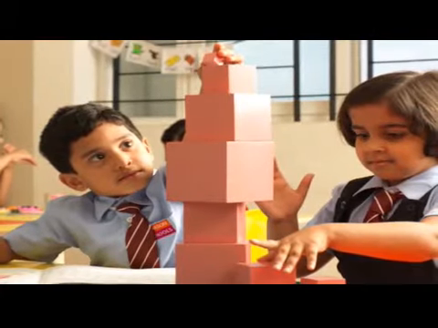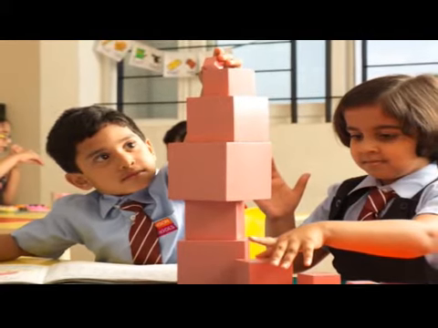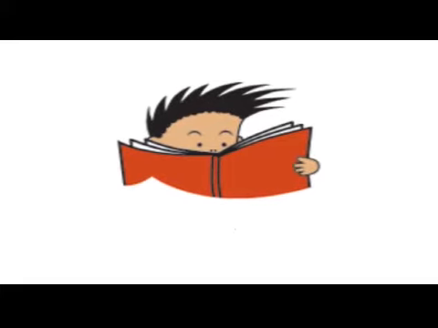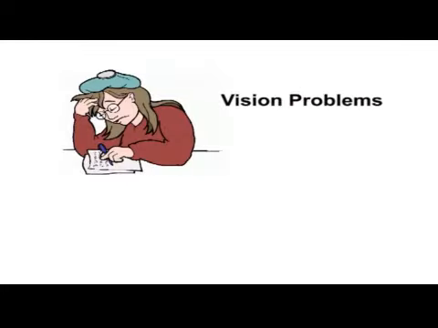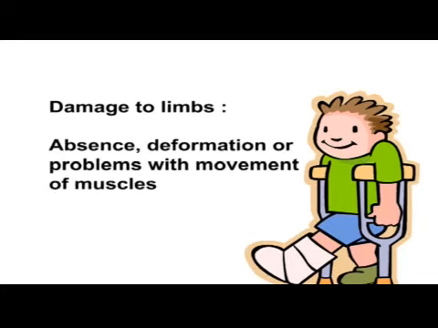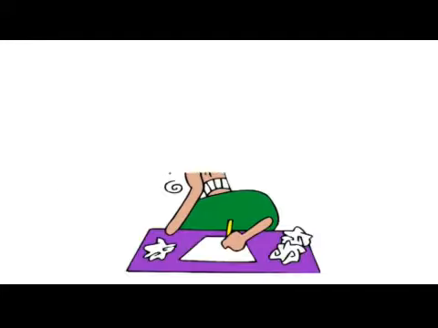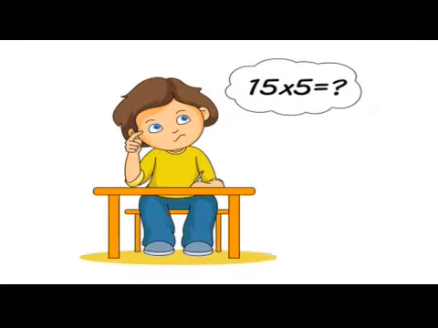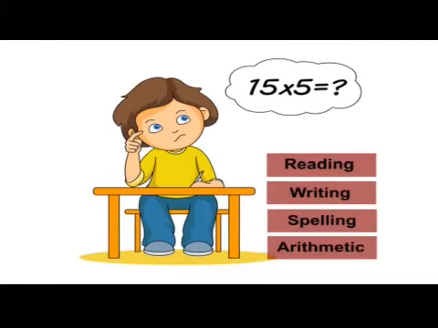The factors that cause learning problems and performance difficulties can be listed as follows. Lower level of intellectual functioning and developmental delay, retarded development, vision problems, hearing and speech problems, damage to limbs, absence, deformation or problems with movement of muscles, restricting performance in certain areas. Problems with psychological processes like perception, attention, memory and problems of visual motor coordination, resulting in specific learning difficulties in reading, writing, spelling and arithmetic.